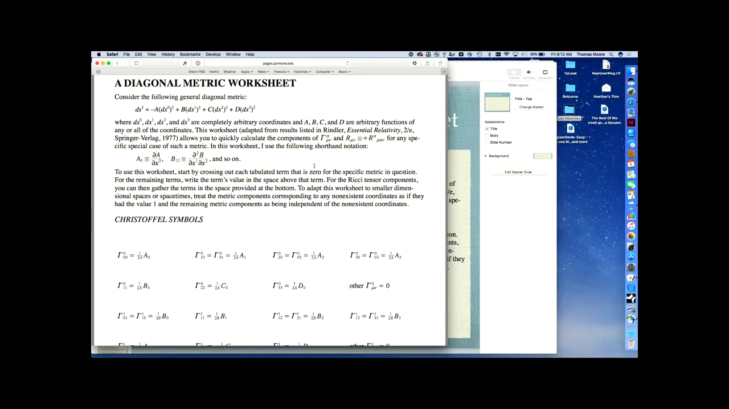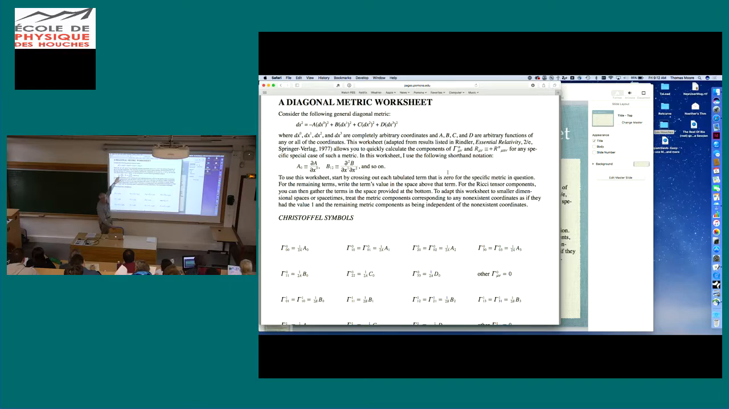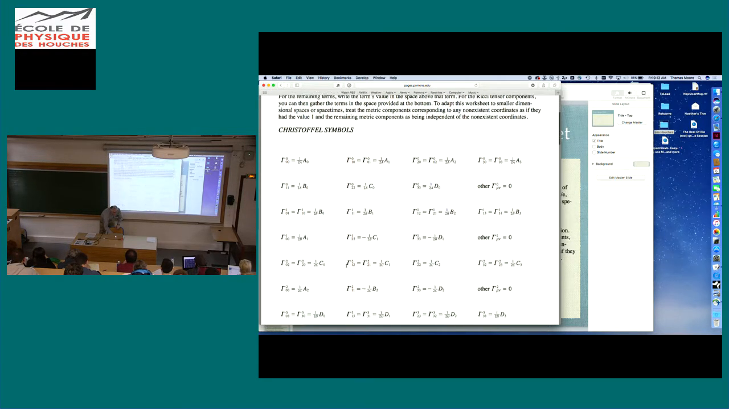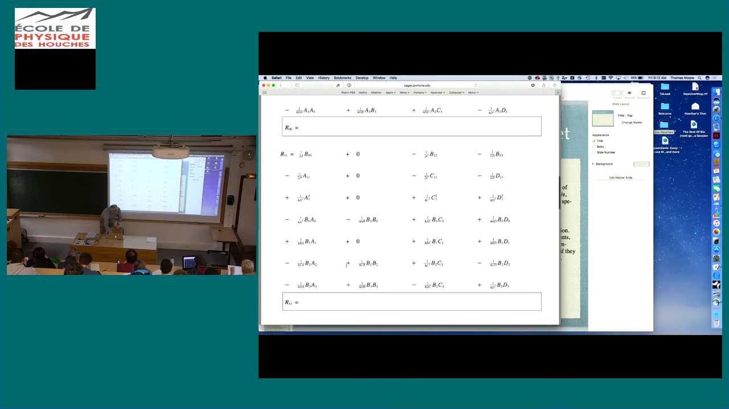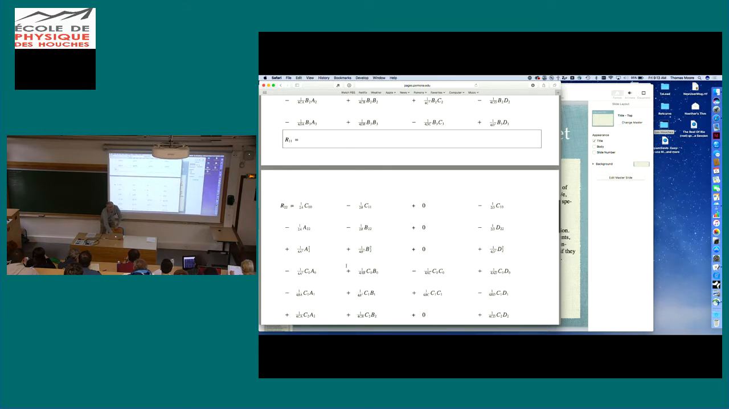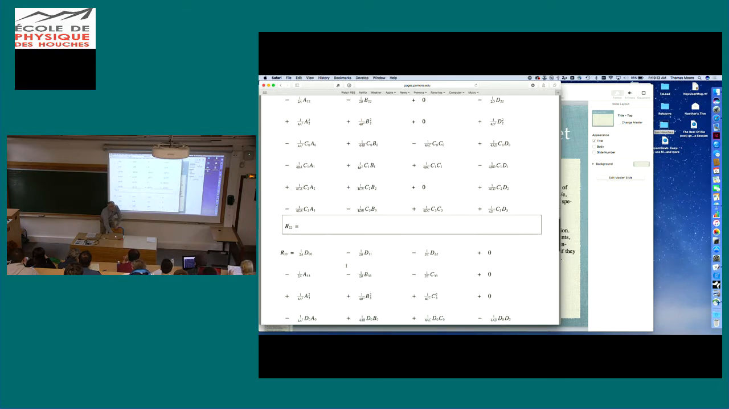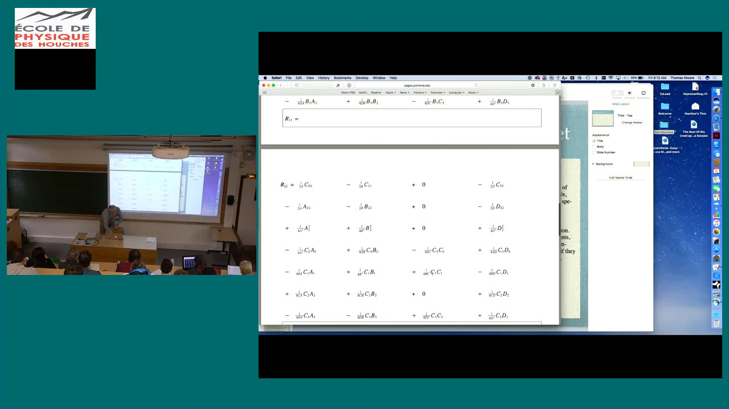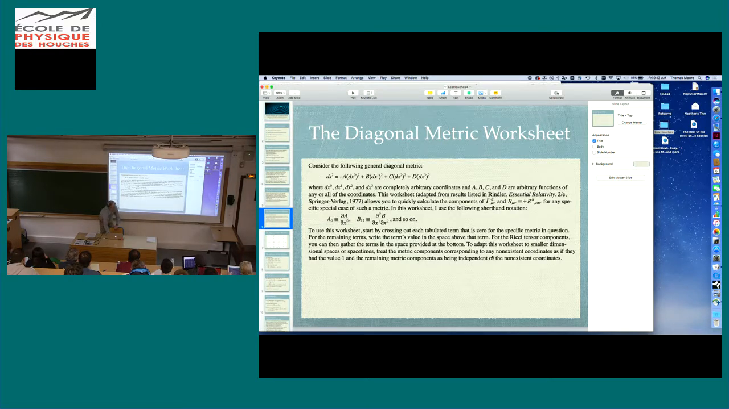Okay? And so given a diagonal metric, I'm using a shorthand notation to make things a lot clearer. So a sub 0 is the derivative of a with respect to coordinate 0. And you can get all the Christoffel symbols and all the Ricci tensor components. It's all written out there, what they all are. Okay? And so, how do you use this? Let me show you. Whoops, I want to go back into Keynote here.